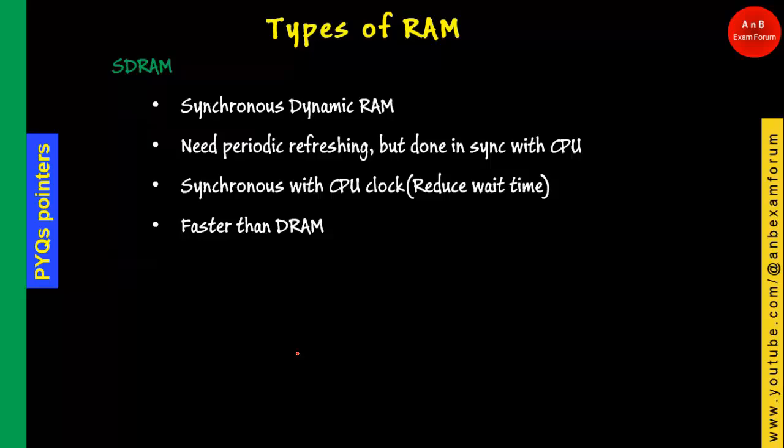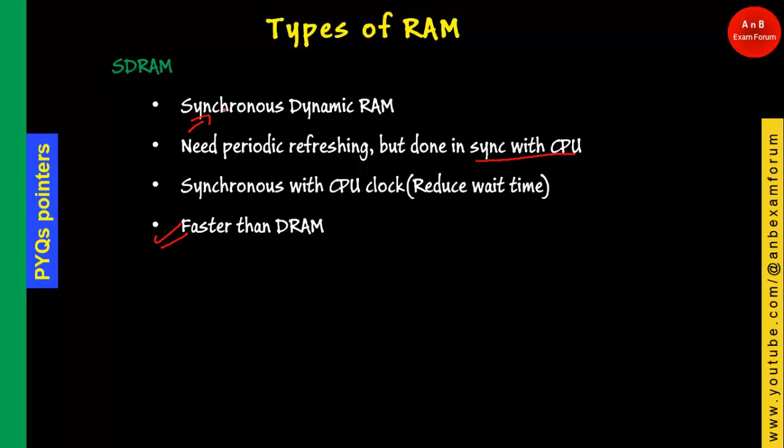The next one is SDRAM. It is similar to dynamic RAM, so a capacitor will be there, but one more thing has come into SDRAM: it is synchronous. How synchronous? It is synchronous with the CPU. What is the advantage of being synchronous with the CPU? If I am synced with the CPU, the wait time for reading and writing operations will be reduced. In this way it is faster than DRAM. So SDRAM is faster than DRAM because it is synced with the CPU.